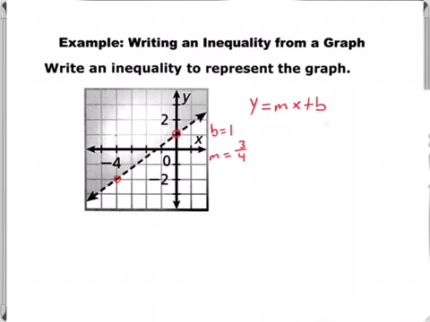So let's plug in what we know. We know we have a y, we have a slope of 3/4 x plus 1. But now we have to look at our inequality to determine what kind of inequality symbol goes here. Well, it's dashed, so it's got to be less than or greater than, and they shaded above. Since they shaded above, it's going to be the greater than symbol. And that's our inequality.